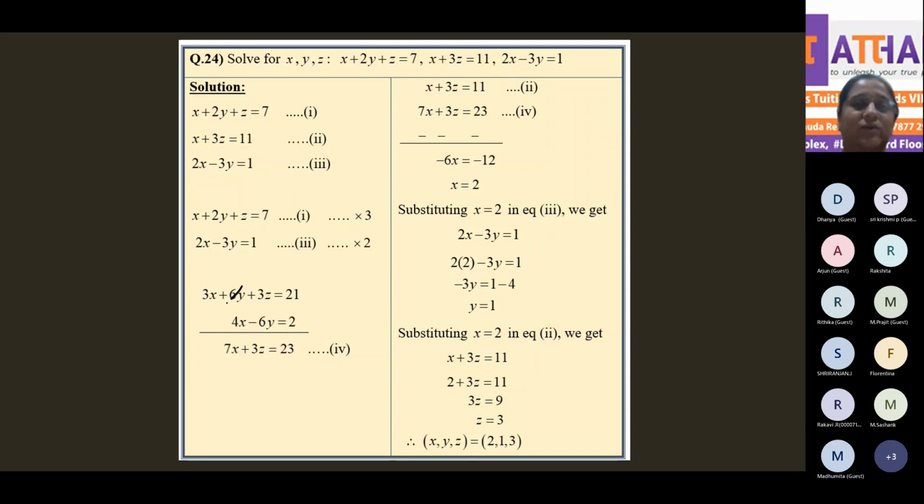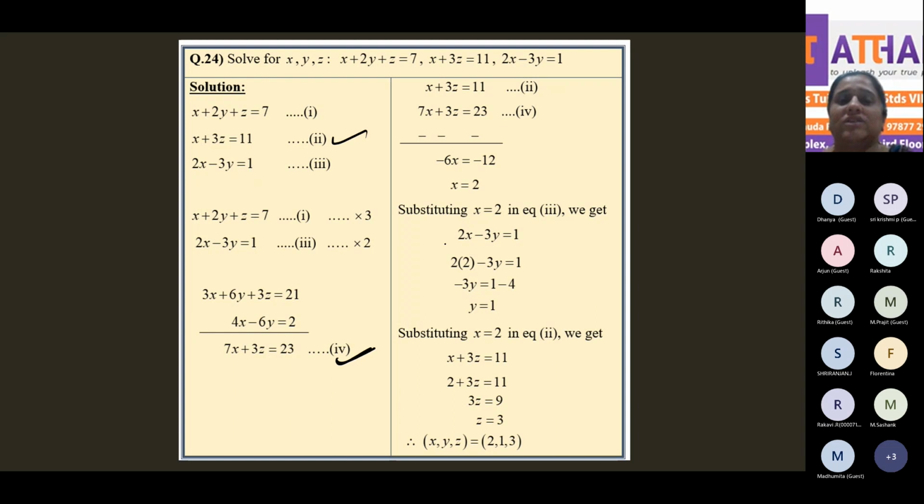Plus 6y minus 6y gets cancelled. 3x plus 4x is 7x. Plus 3z is equal to 23. This is a new equation. Now when we solve this, we have not found any value. We solve these two equations not to find the value of any variable x or z. We just want a new equation in x and z. So now we have equation 4 in x and z.